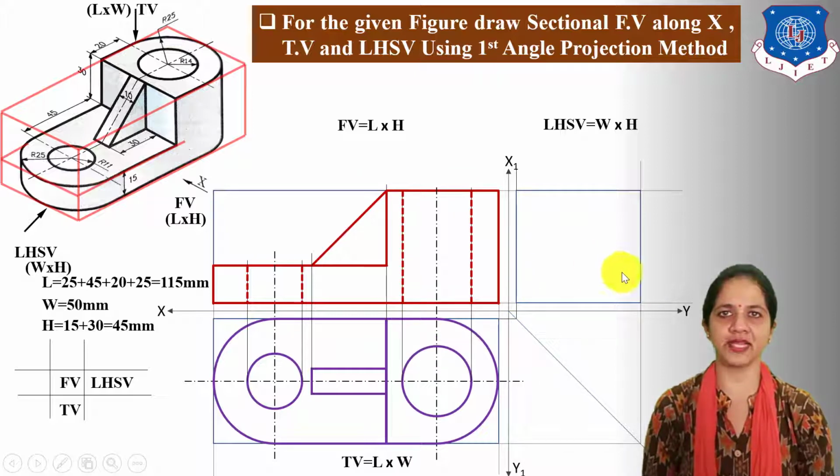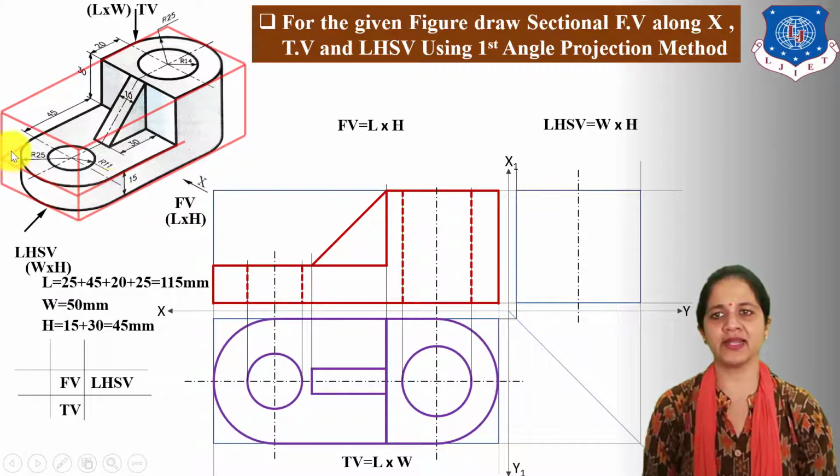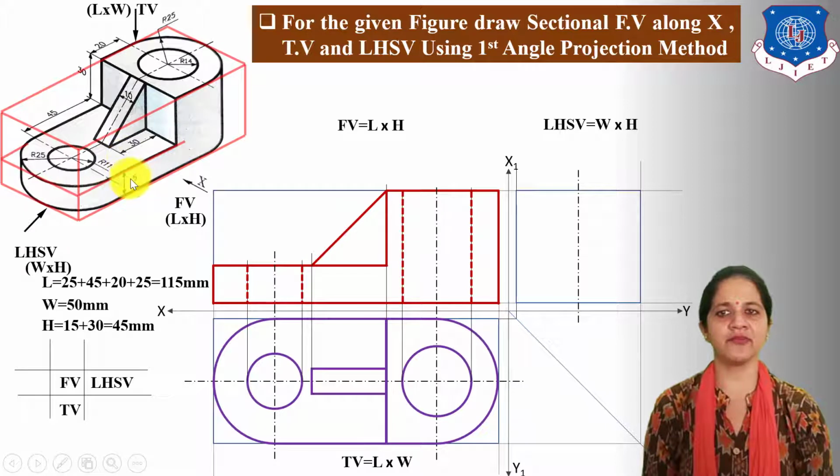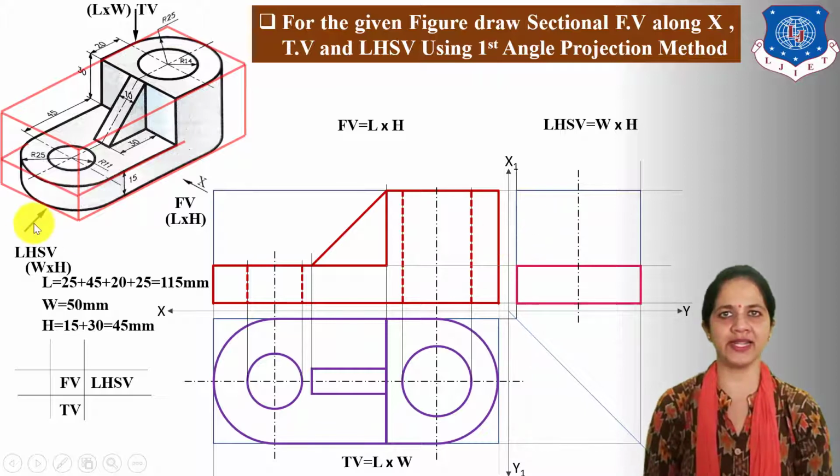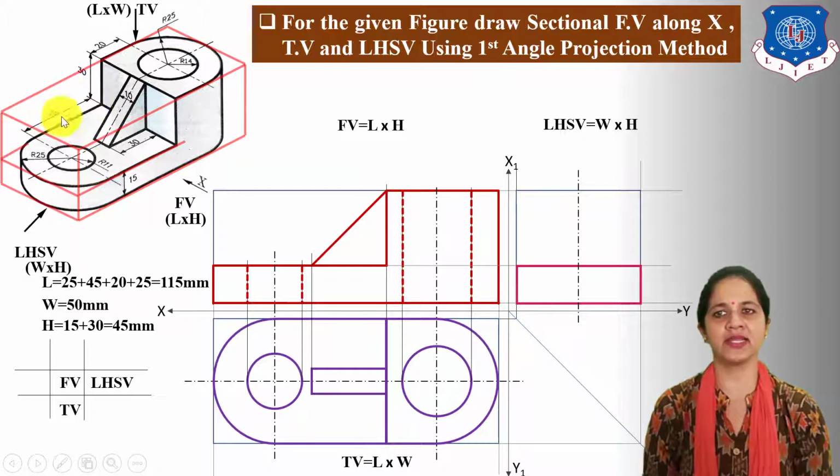Next, draw left hand side view. First, locate the center line of the left hand side view box. From left hand side view direction, this semicircular part will be projected as a rectangle strip. Height is 15 mm and width is 50 mm. So take 15 mm height projection from front view and complete the rectangle strip which covers maximum width and 15 mm height. From side direction, we cannot see length.